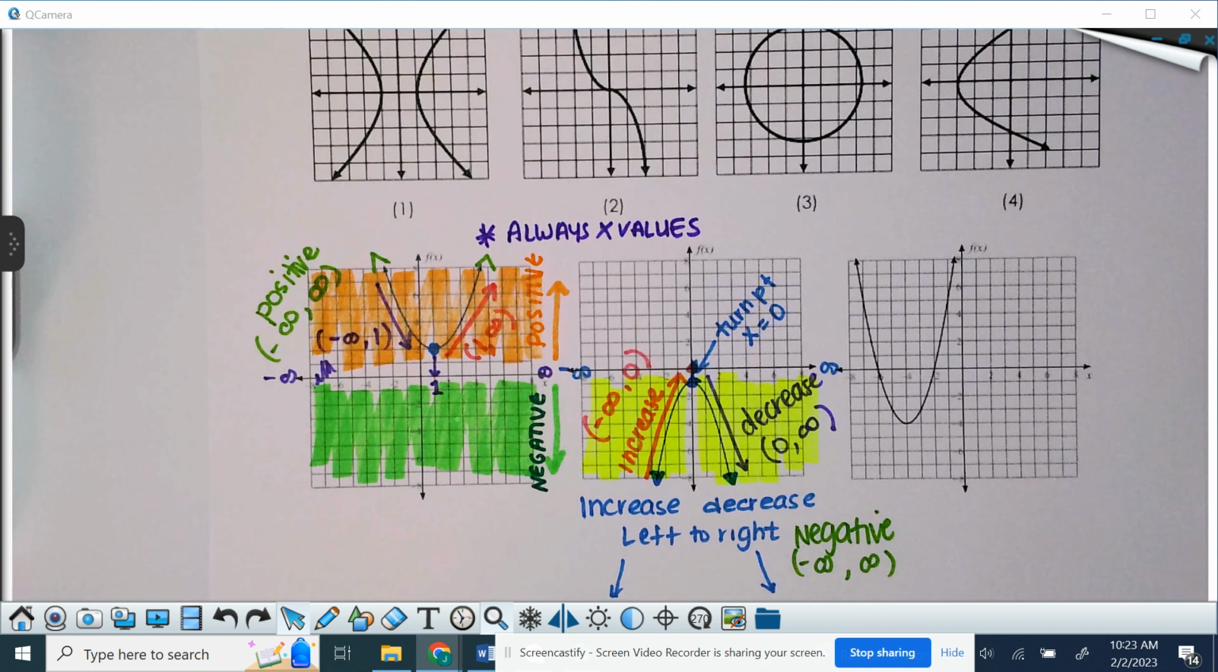Now, they will not always be infinities, and they will not always be the simple because, again, this is a quadratic, which you're already really, really comfortable with.